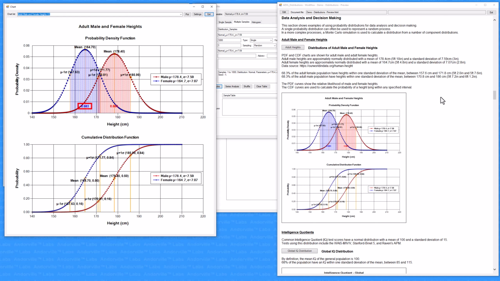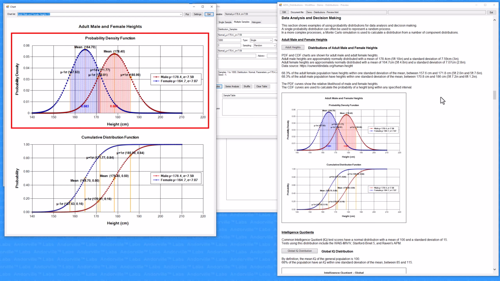68.3% of the adult female population have heights within one standard deviation of the mean, between 157.6 centimetres and 171.8 centimetres, or between 5 foot 2 inches and 5 foot 7.6 inches. 68.3% of the adult male population have heights within one standard deviation of the mean, between 170.8 centimetres and 186 centimetres, or 5 foot 7.2 inches and 6 foot 1.2 inches.